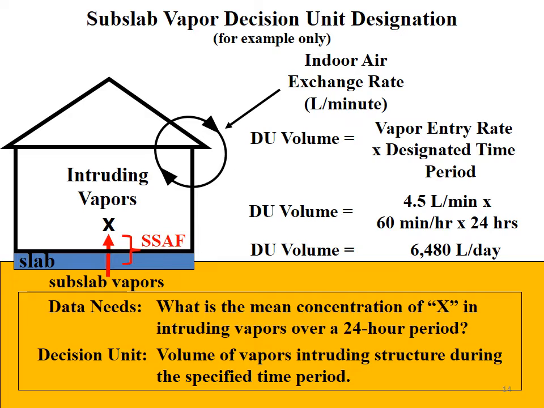We can actually calculate this volume by assuming a default vapor entry rate and multiplying it by the designated time period. Default vapor entry rate for vapor intrusion in cold climates anyway is 4.5 liters per minute. So we multiply this by 60 minutes per hour times 24 hours. So our decision unit volume is 6,480 liters per day. So from a sampling perspective, we need to collect a representative sample of this 6,480 liters of vapors that could intrude the building and impact indoor air.